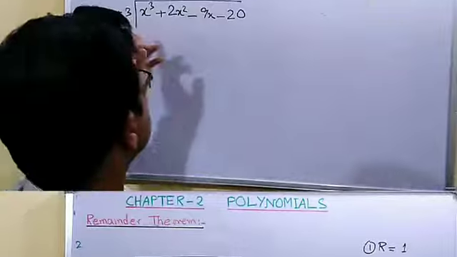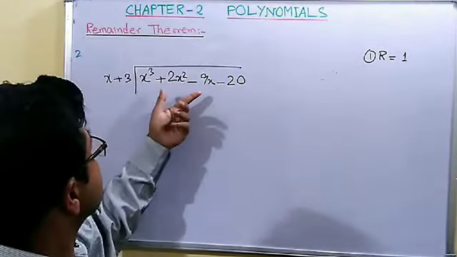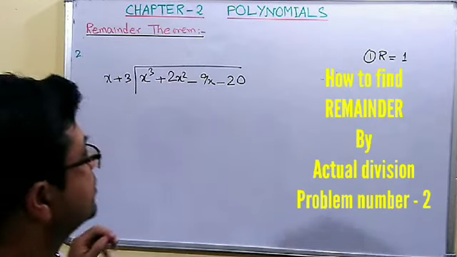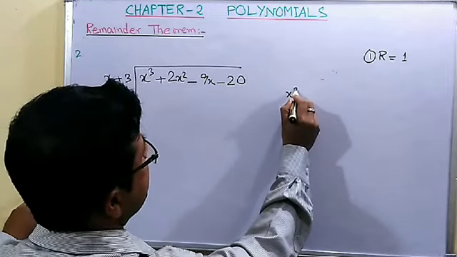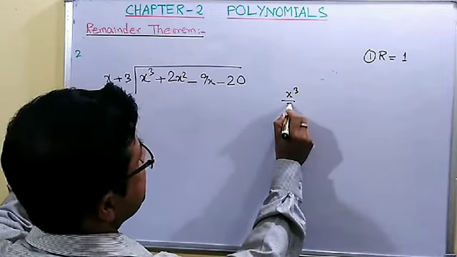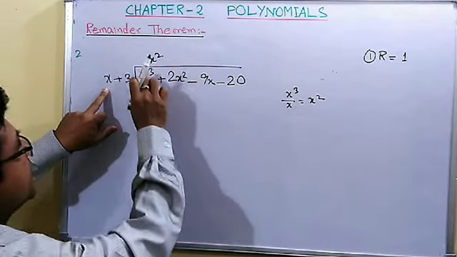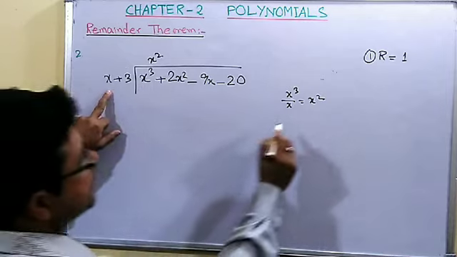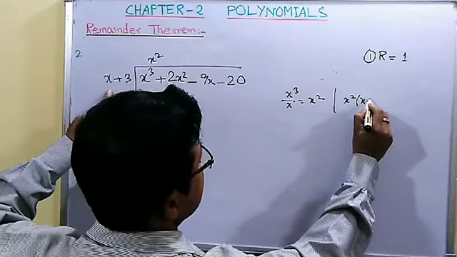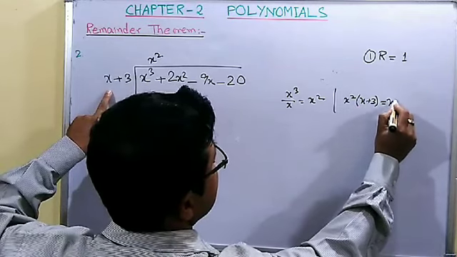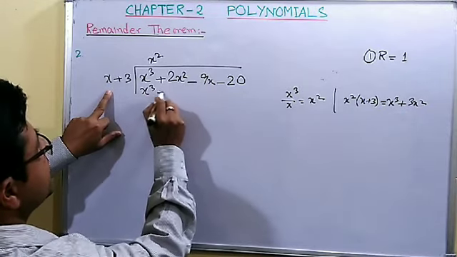Alright students, let us remember that this is a little bit bigger, so that you do not get confused. So this divided by this. How do we do it? Again, same, x into what is x cube? How can we find x cube divided by x? It is x square. So let us put x square here. Now x square into x plus 3 is going to be x cube plus 3x square. Let us put here x cube plus 3x square.